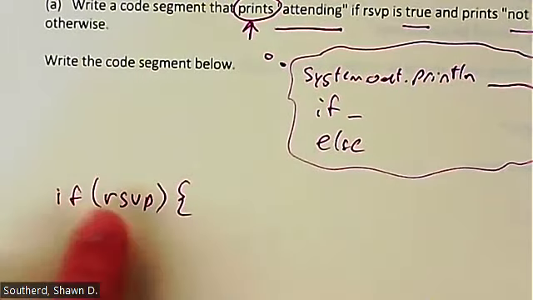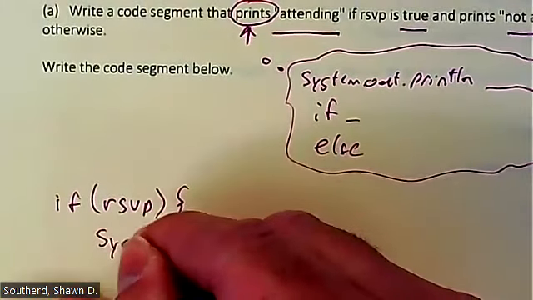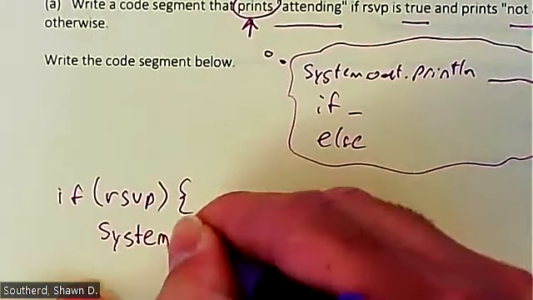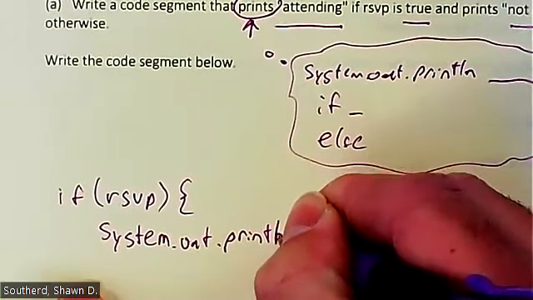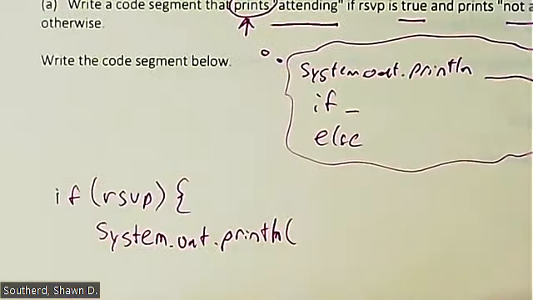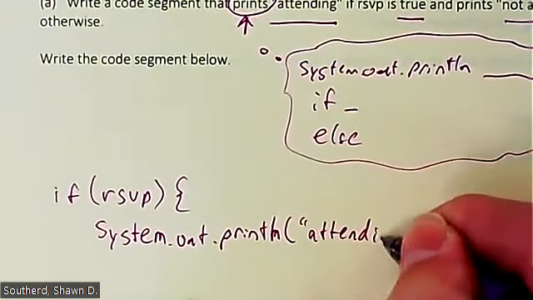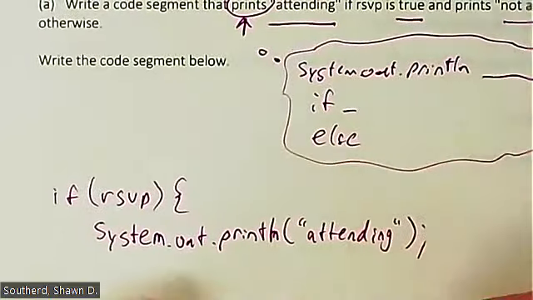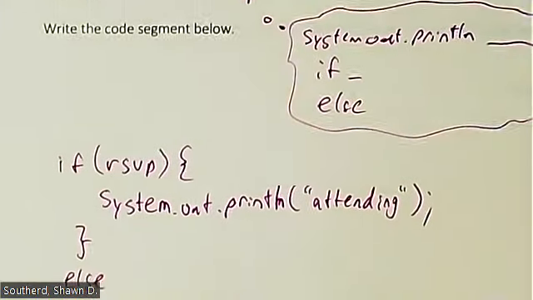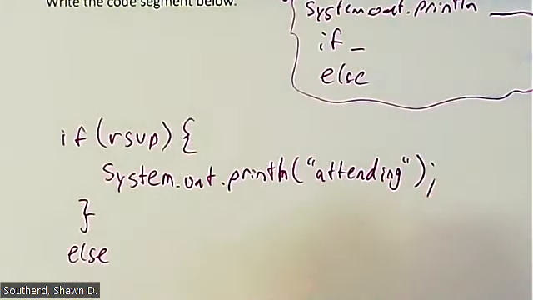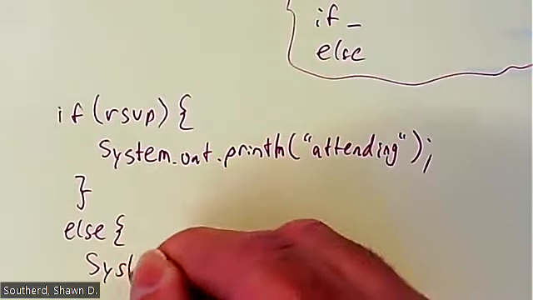So if what's inside the parentheses is already true, then the following code will execute, which is, and I'll try and write legibly, the System.out.print, or println, I don't care. And it's supposed to say attending, right? Don't forget your quotations, because it is going to be a string, or text, I should say. And then otherwise, we could just go straight to else, because that's the only other option, that RSVP would just be false. And what's going to happen is we're just going to print out not attending.